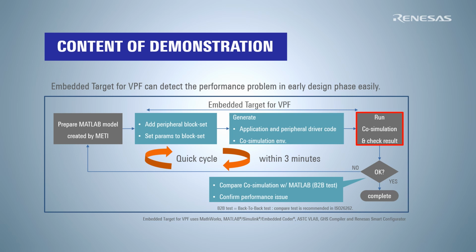After simulating it, if there is a performance issue, the algorithm is modified, or the block set is changed, or the parameters are changed. And it is simulated again quickly. If the performance issue can be resolved, the algorithm is okay. Next, we'll show you this demonstration.